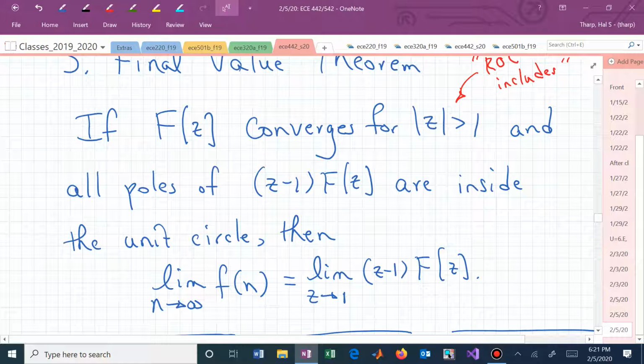We let s go to 0. Now s going to 0 is similar, in terms of location in the complex plane, to z going to 1 in the z-plane.